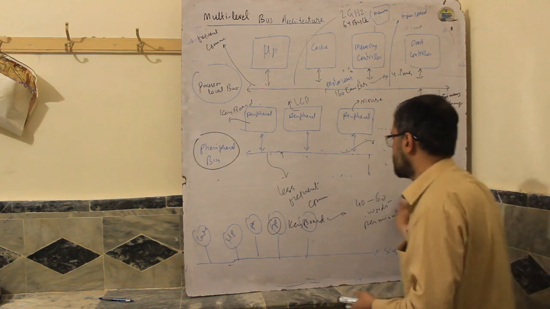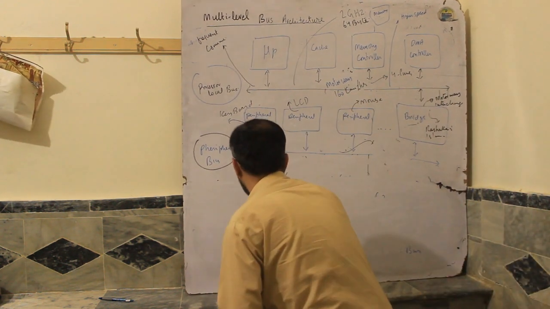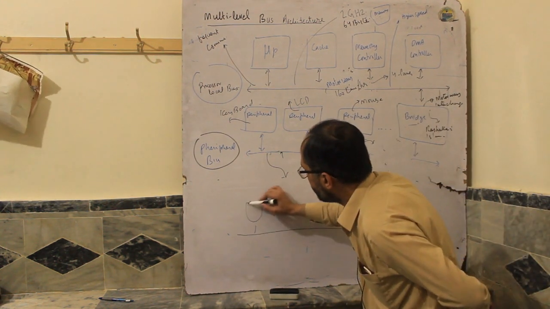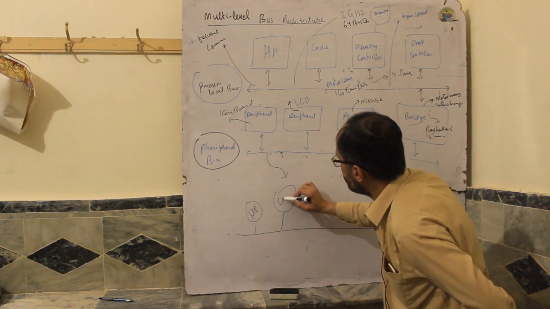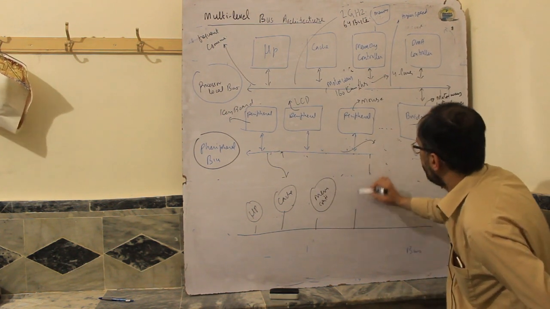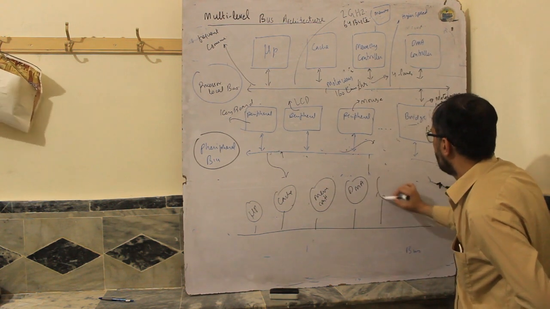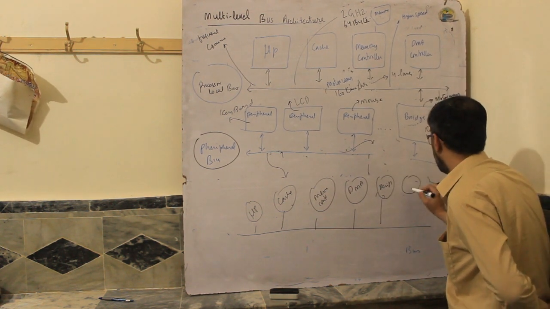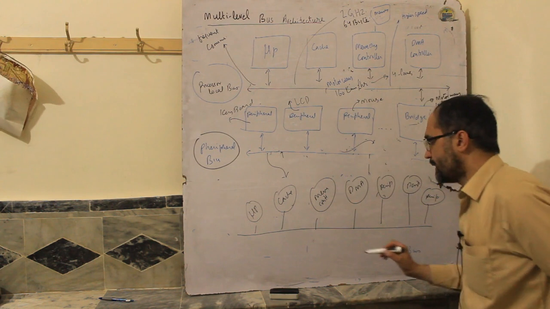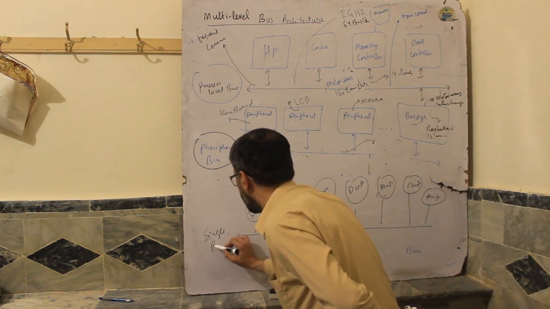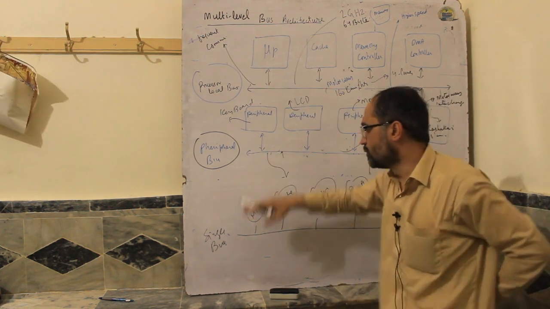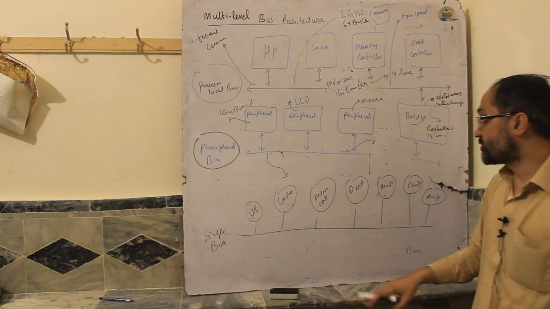Now let's assume a scenario. This is a single bus, and we are connecting a microprocessor, then cache, memory controller, then DMA controller, then a peripheral, and then another peripheral, and this is a single bus. So this is a single bus instead of a multi-level bus. In a multi-level bus, we have two buses, bus 1 and bus 2. And in a single bus architecture, we have a single bus that is shared among all devices.